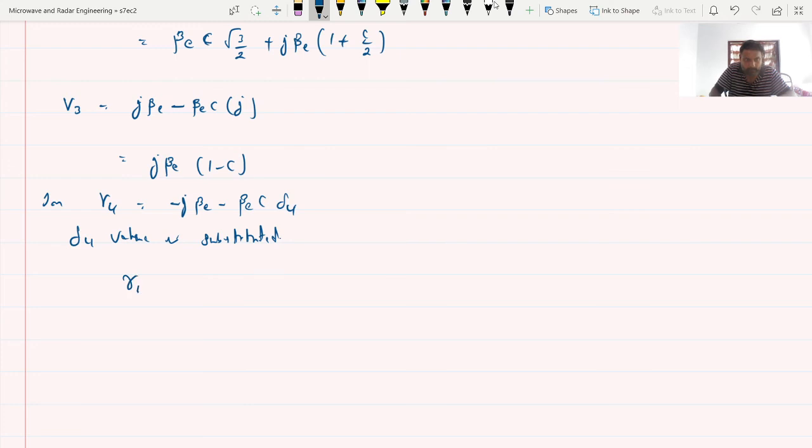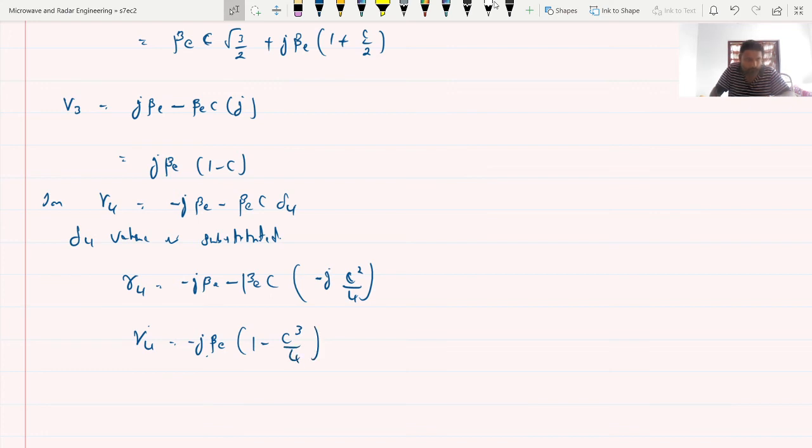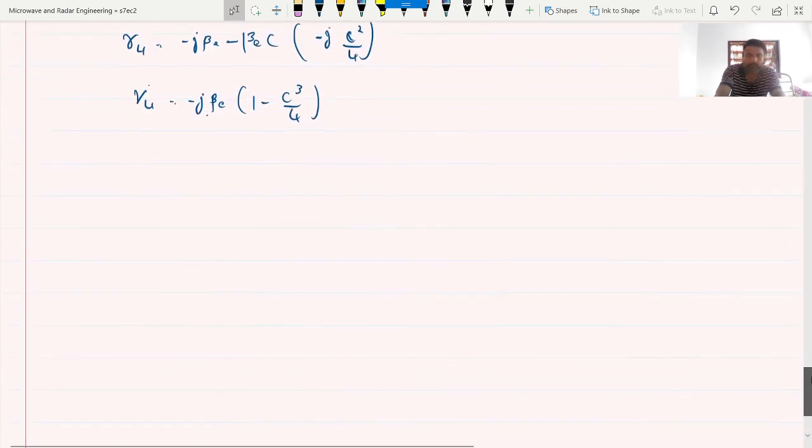So you have gamma 4 is nothing but minus j beta I minus beta I c into minus j into c square by 4. So what you will get? Gamma 4 is nothing but minus j beta I into 1 minus c cube by 4. These are the 4 propagation constants.